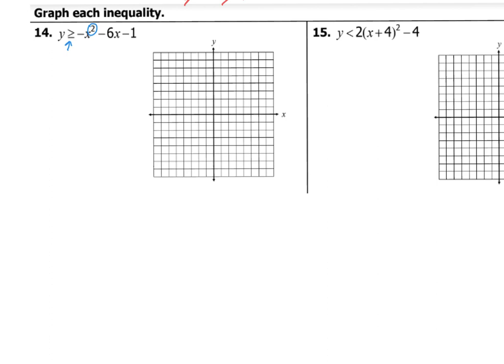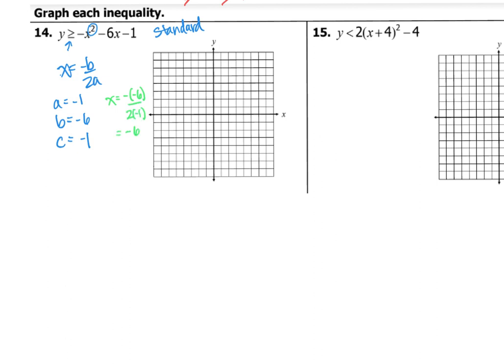Y is greater than or equal to -x squared minus 6x minus 1. Now this is in standard form. So when you're in standard form, you really got 2 choices. You can use your formula. You can do x is equal to -b over 2a to get the x value of your vertex, and then plug that in to get the y value and keep moving from there. Or you could type it into your graphing calculator. Okay, your a value would be -1, the b value is -6, the c value is -1. So doing -b over 2a, we have -6 over 2 times -1.